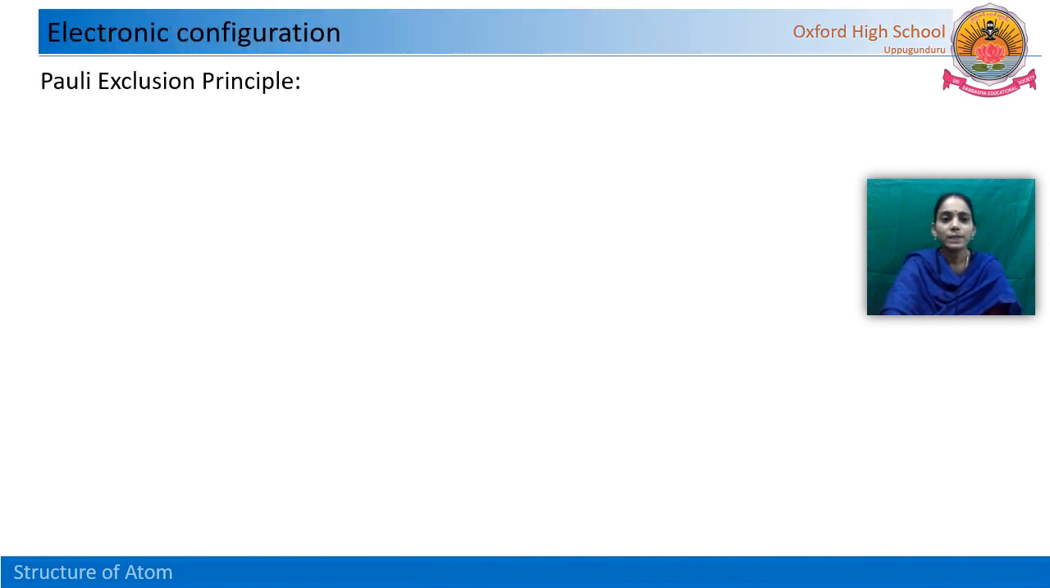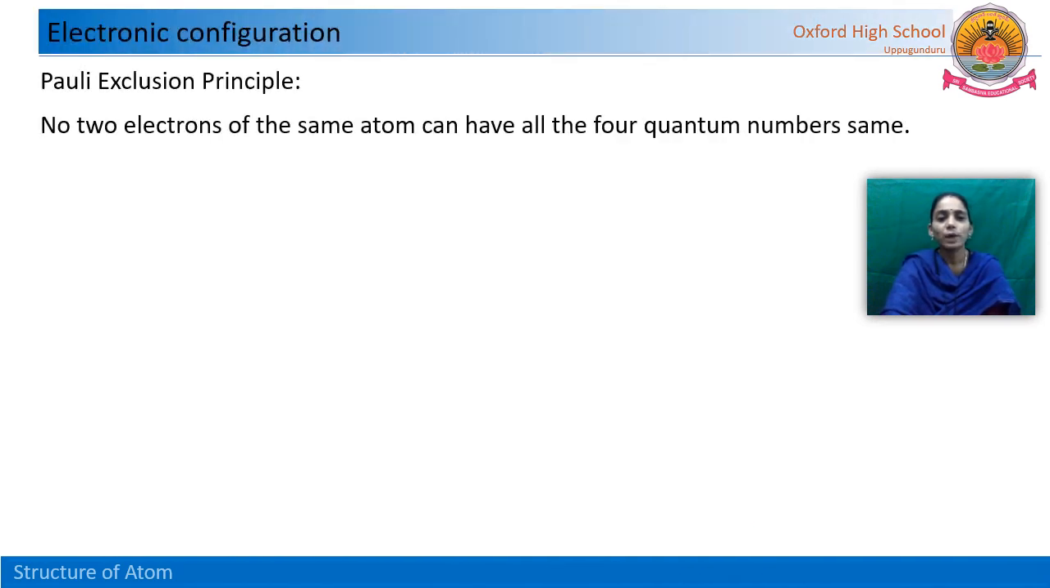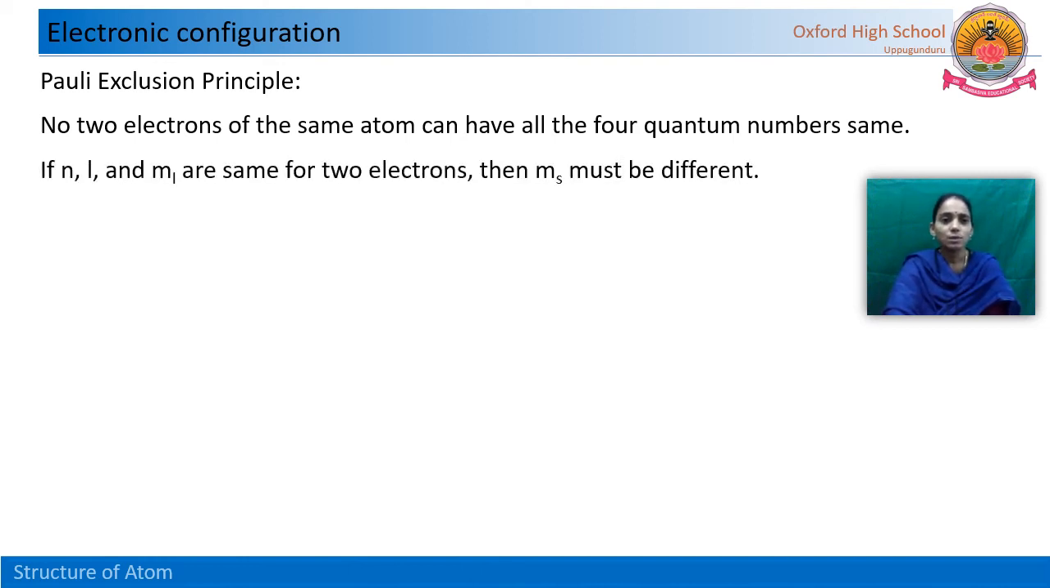Last one, it is Pauli's exclusion principle. No two electrons of the same atom can have all 4 quantum numbers the same. We studied the quantum numbers in the previous class: the principal quantum number, angular momentum quantum number, magnetic quantum number and spin quantum number. So if n, l and ml are the same for 2 electrons, definitely ms must be different. That means the spin must be different.